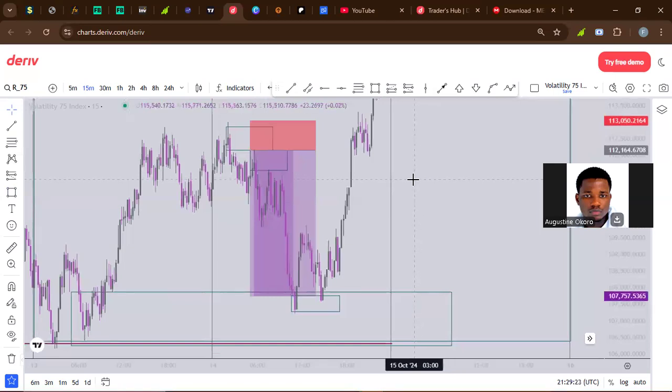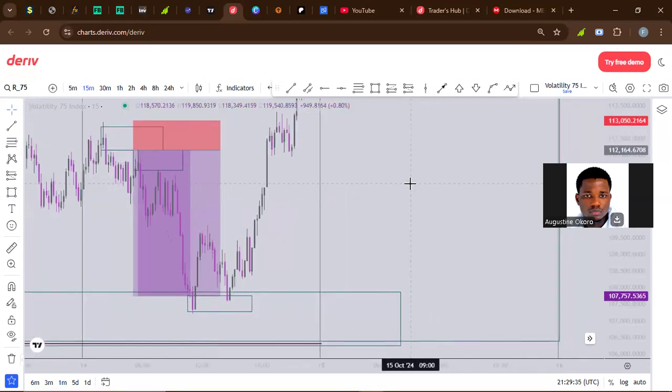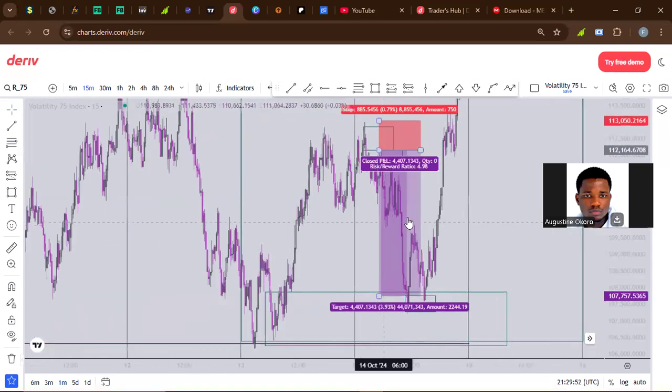You can use it in synthetic indices, you can use it in forex trading. It's very easy. It works in all currency pairs in forex trading, in synthetic indices, in futures, and in crypto. You can still use it to trade cryptocurrencies.